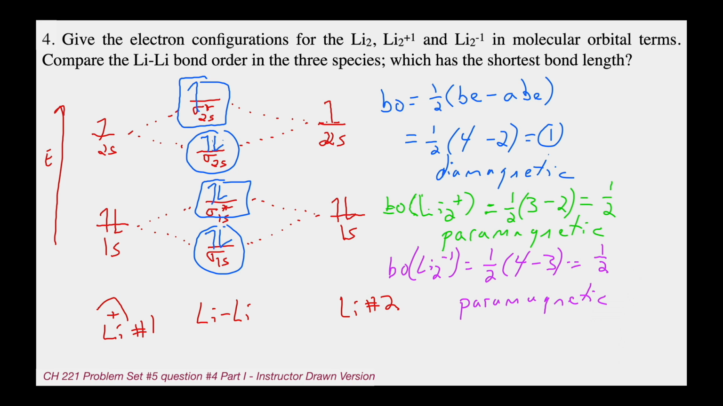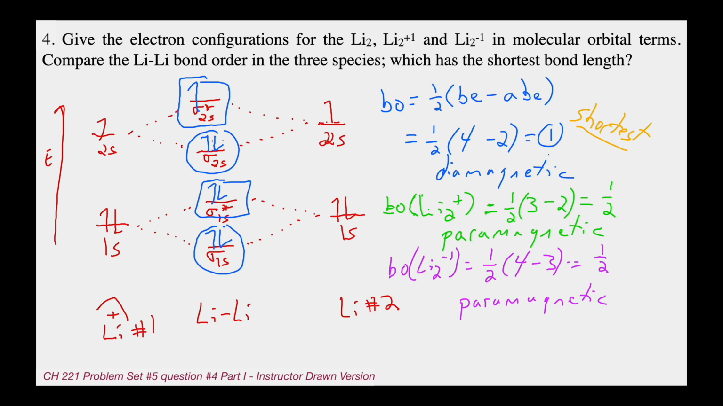Now, bond order, we saw in the last problem set, is inversely proportional to bond length. So what that means is bond order goes up, the bond length goes down. So biggest bond order will have the shortest bond length. And I bet you can probably see now that of all of these, the Li2 neutral will be shortest. Li2 neutral has a bond order of 1, and that's the biggest bond order relative to the Li2 plus and Li2 minus, which were both 1/2.